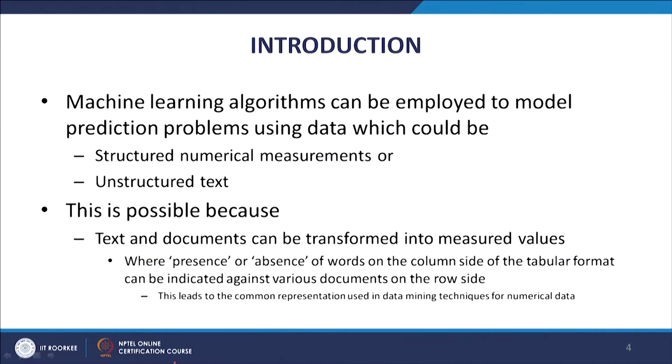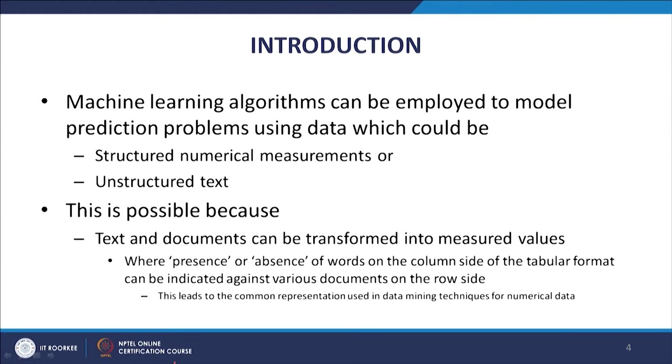The next point is how this is possible: text and documents can be transformed into measured values. What can be done is, the presence or absence of words can be shown on the column side of the tabular format. Any text document would, in a sense, be a composition of a set of words.